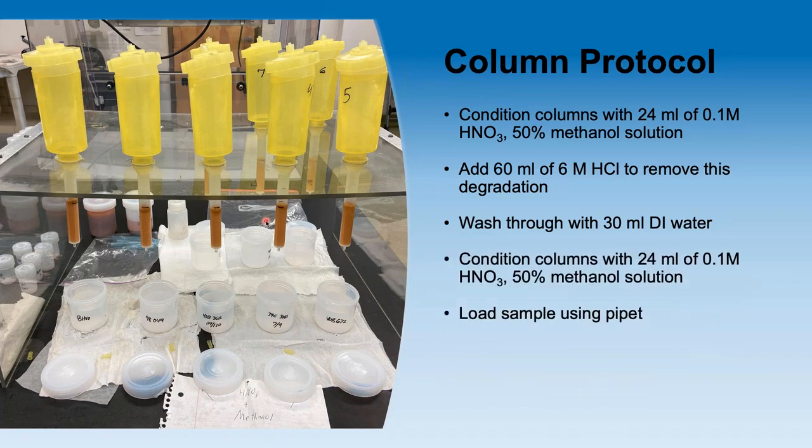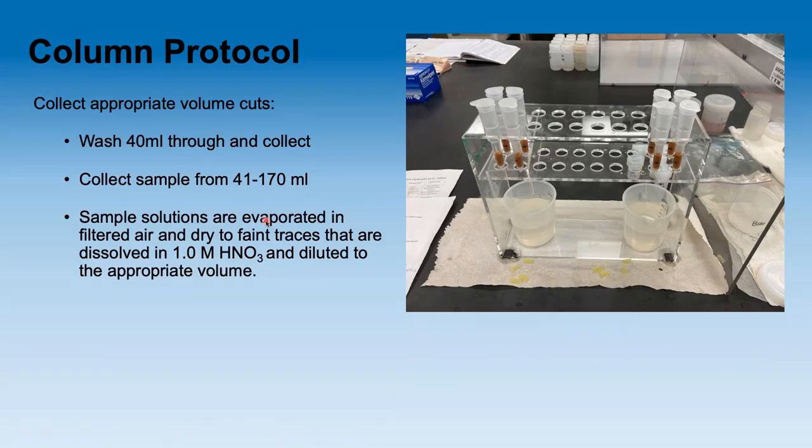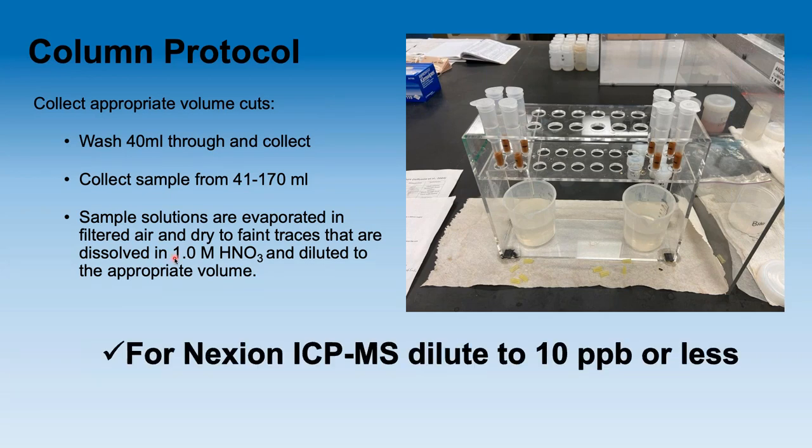This whole process has a lot of steps to it. And for each one, the molarity, the pH, the amount of methanol, it all matters. You'll see a couple of places where things went a little funny, and I think it has more to do with these column procedures and making sure that everything's perfect. So it'll really test your bench chemistry to do the separations for lithium. Finally, we wash 40 milliliters through our column and we collect it. And then we collect our sample from 41 to 170 milliliters. We dry it down and then pick it up to the appropriate volume.